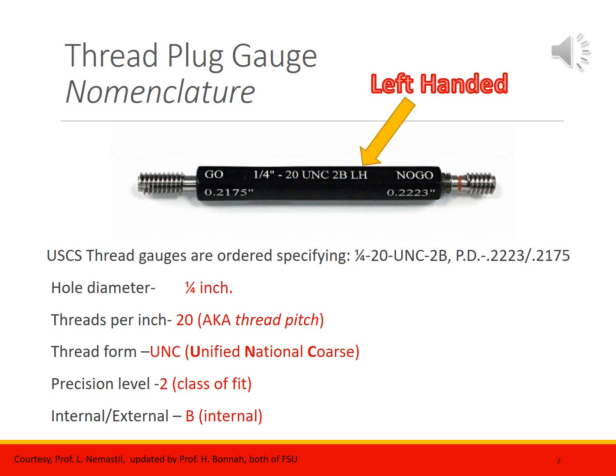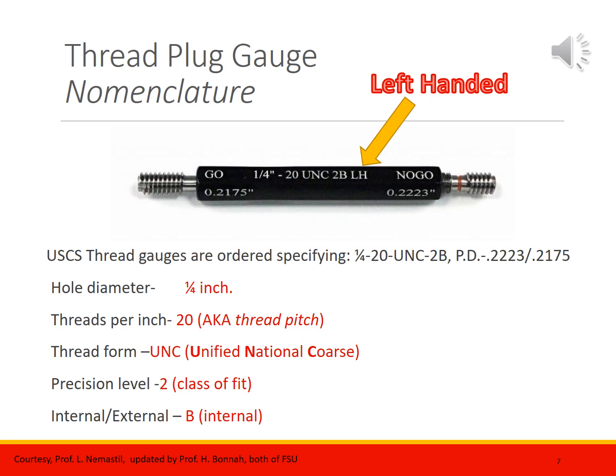Now, the gauge you see here, there's the product description of it. It's a left-handed, because you see the LH here, which is a bit rare, taper lock, double end, thread plug gauge set. It's a go, no-go with a handle. It is serialized and traceable through a 17025 accredited lab. The gauge size, quarter inch, threads per inch 20. It's a series UNC class 2B. The go length is half an inch, the no-go length is 5/16.